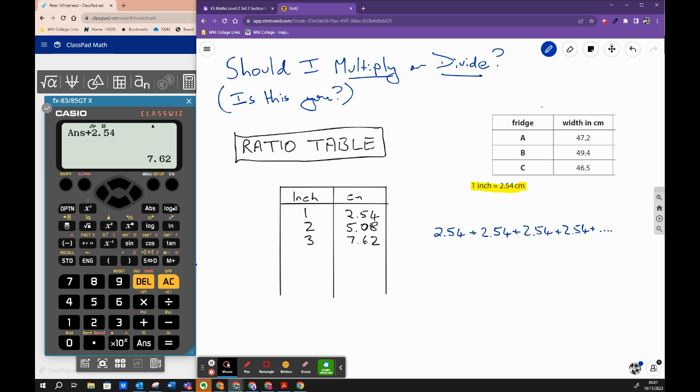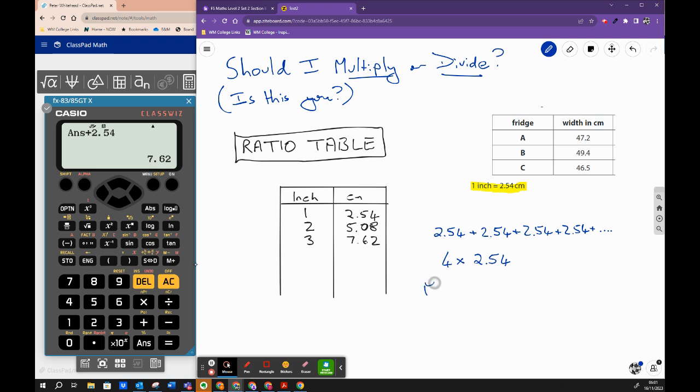This is one of the most important principles that I need students to understand, that if we see ourselves adding the same number, repeatedly adding the same number, then this is multiplication. So here I've got 1, 2, 3, 4 lots of 2.54.